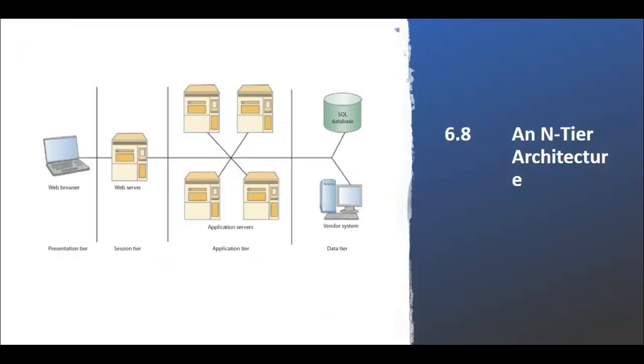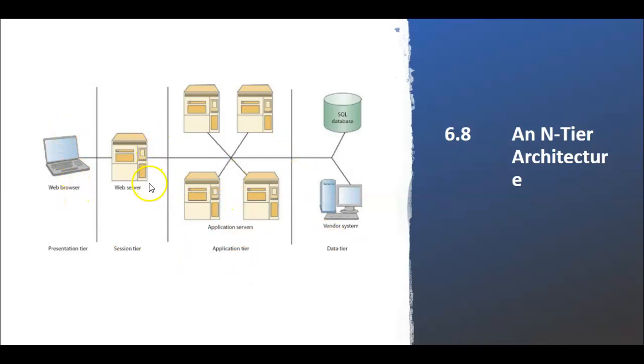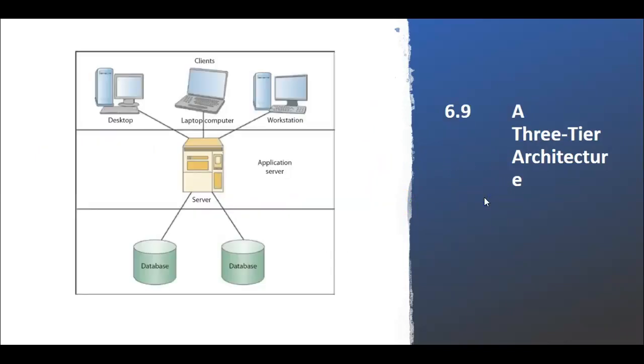And here's an example of this. Now you have the application servers and the web server, the web browser, the vendor system. Now you see you have more different application servers, a session tier, vendor system. So now you see there's more layers to get through. And then here's a 3-tier.